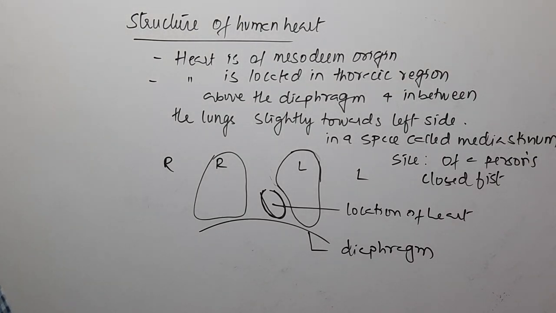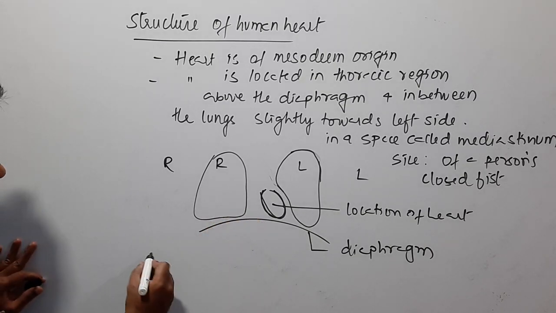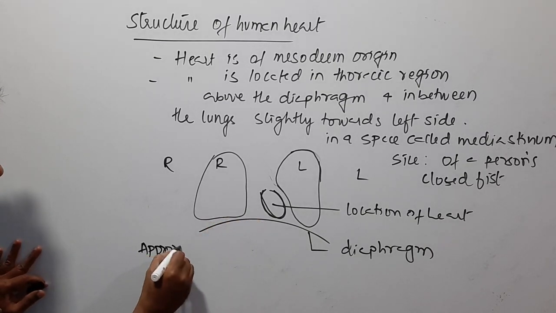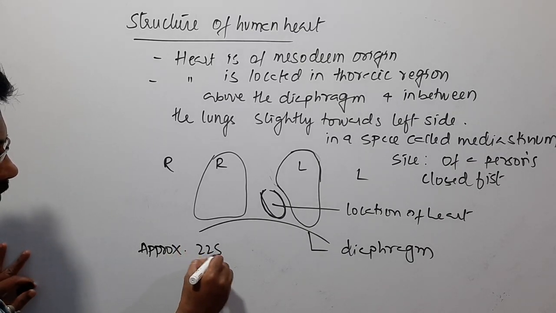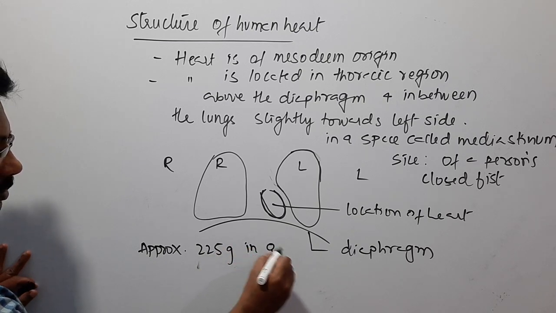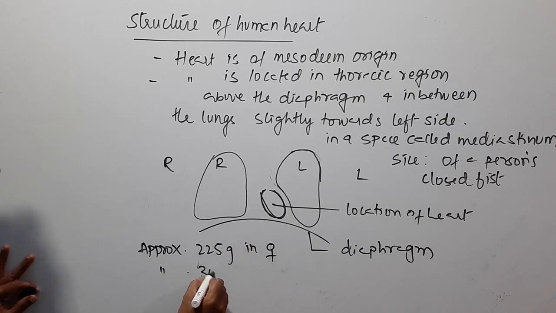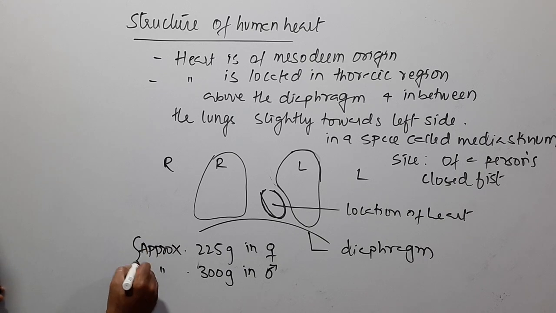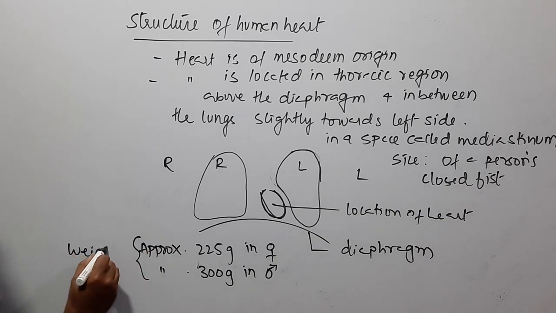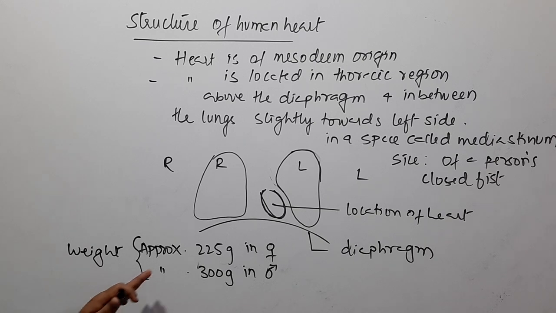Now we can even take the weight of the heart. Approximately the weight of the heart is 225 grams in females, and it's around 300 grams in males. So I'm talking about the weight: approximately 225 grams in females and 300 grams in males. So that's a few points on the heart.